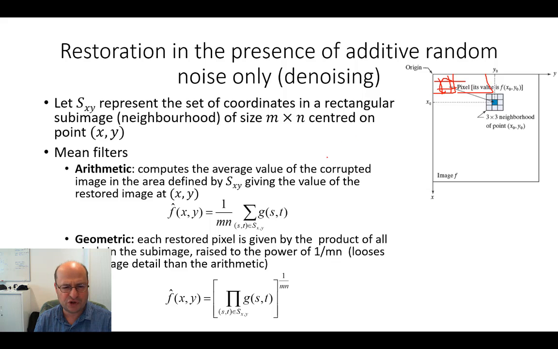We've seen two such operations, right? We've seen only one mean filter, the arithmetic, where you take from your neighborhood the mean values of the pixels around and substitute the middle pixel by the arithmetic mean. But you could also apply the geometric mean that has this form here, where each restored pixel is given by the product of all pixels in the subimage, the subimage being the moving window that you are passing, raised to the power of 1 divided by mn.